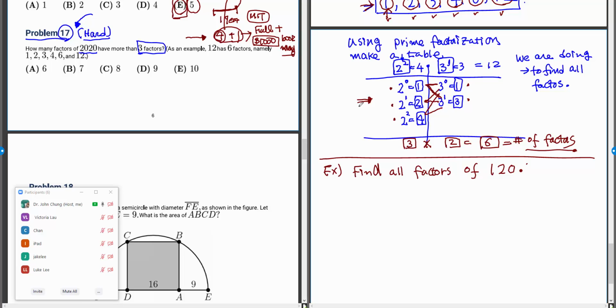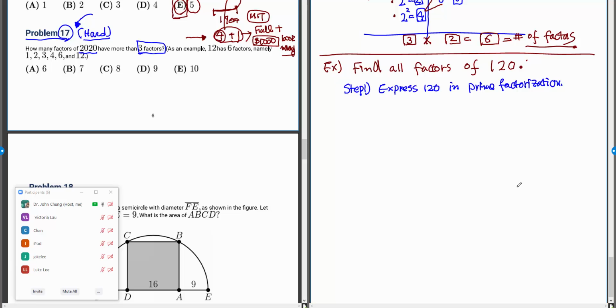Prime factorization, right? Everybody agree? Step 1: Express 120 in prime factorization. Okay, now let's do this one first. 120. Use a tree diagram, okay?